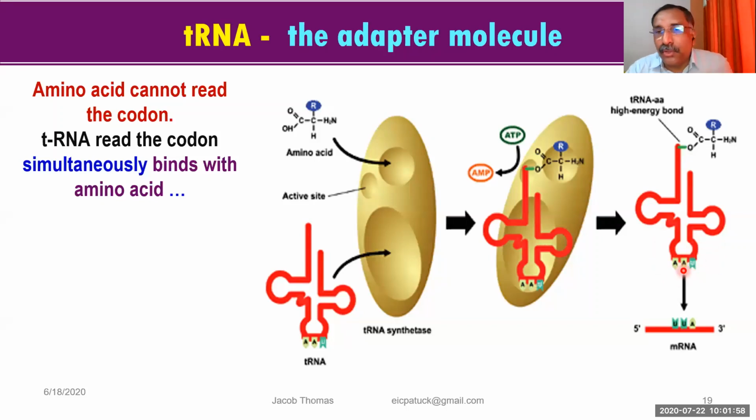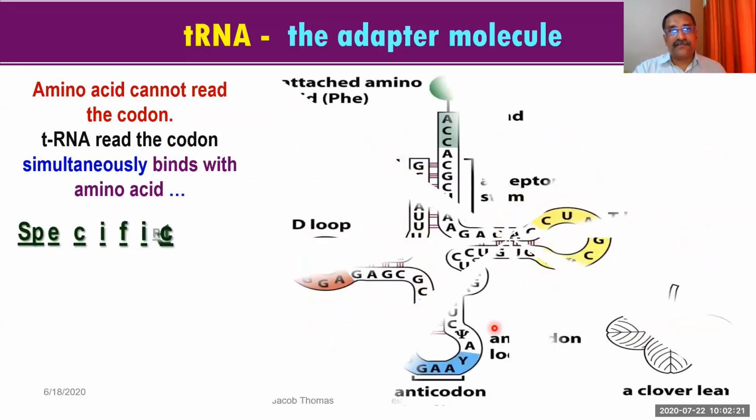So this is clear to you. Amino acid cannot read the codon on the messenger RNA. But the amino acid can attach to the transfer RNA, and the transfer RNA brings the corresponding amino acid over there, and thereby the synthesis of protein takes place.